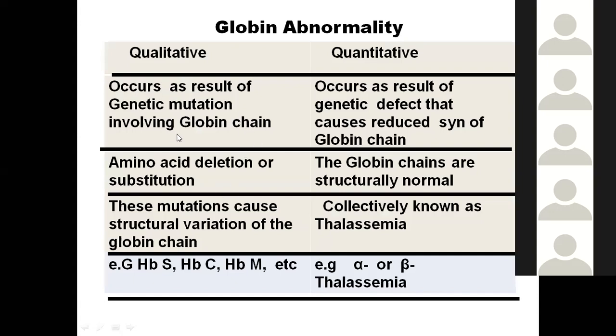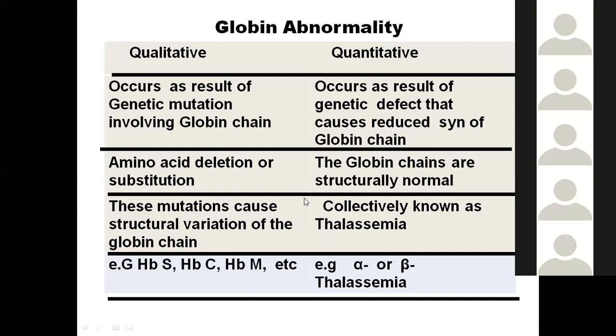Now again, globin abnormality, qualitative and quantitative. In this slide, in tabulated form, I've tried to compare both qualitative and quantitative. I want you to remember these points because they are not just for today, they are for your future also. Qualitative occurs as a result of genetic mutation involving the globin chain. It can be a point mutation where only one amino acid is changed, just like valine and glutamic acid in hemoglobin S, in sickle cell.